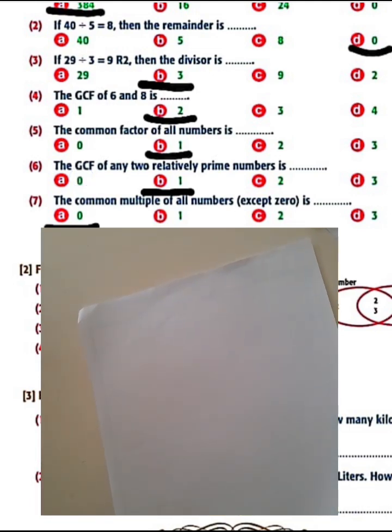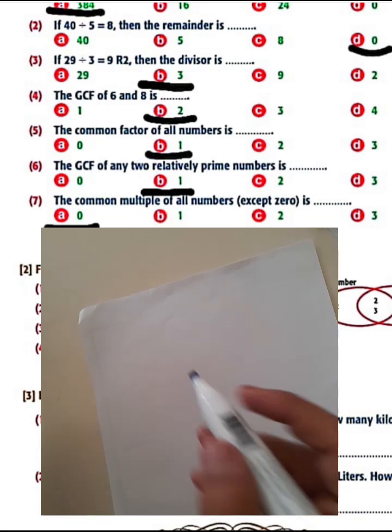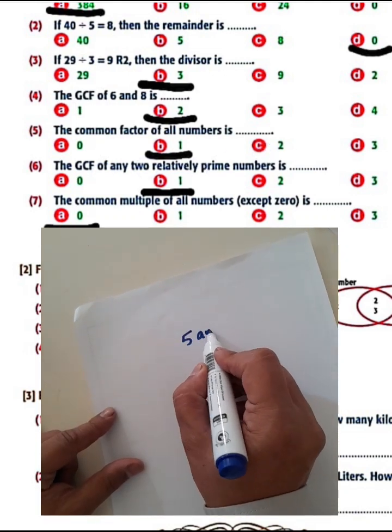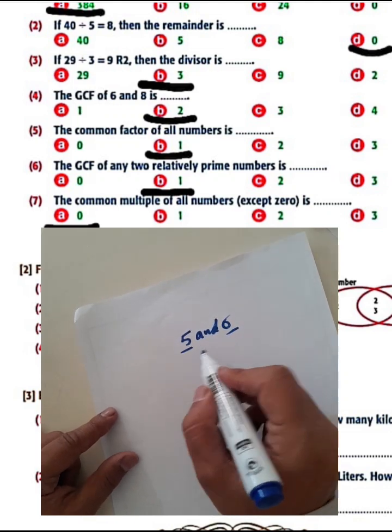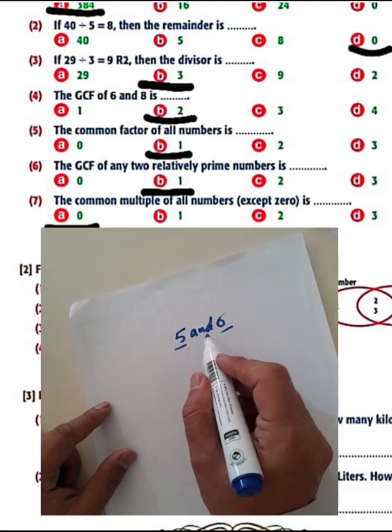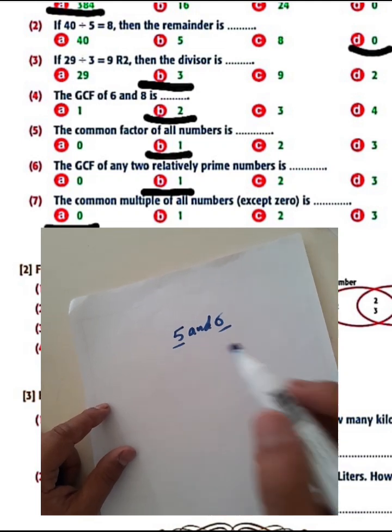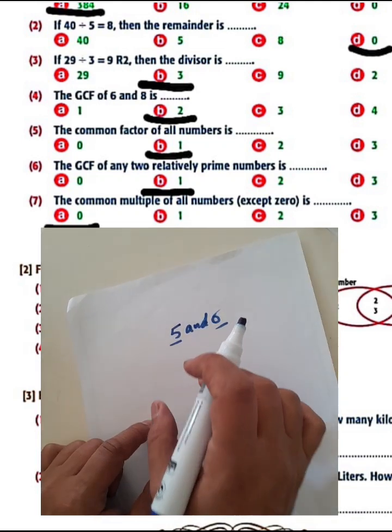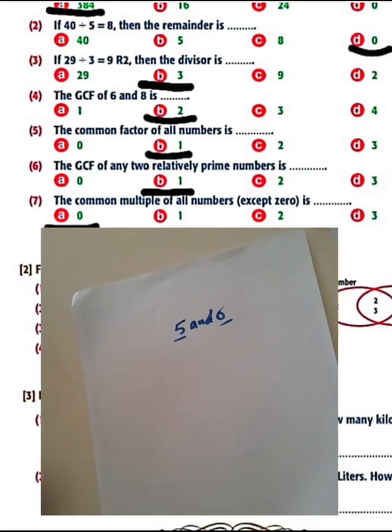Question 5, 6: the greatest common factor of any two relatively prime numbers is 1, such as 5 and 6, we call them relatively prime numbers. Relatively prime numbers, the greatest common factor between them equals 1. But the least common multiple between two relatively prime numbers equals their product.